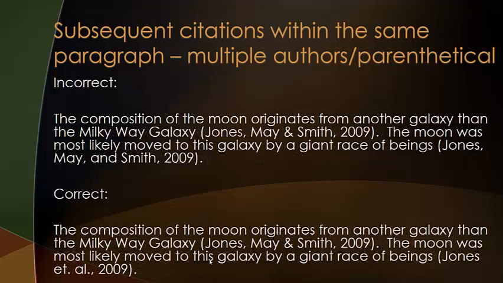Multiple authors in parenthetical citations. And again here, the first time we spell them out using an ampersand. The second time we simply use et al. Okay.